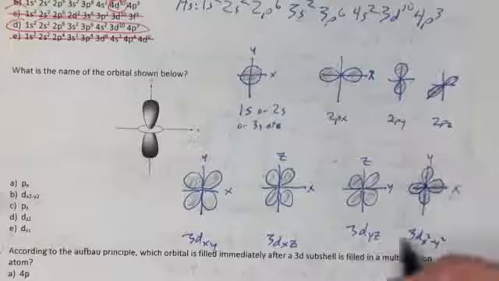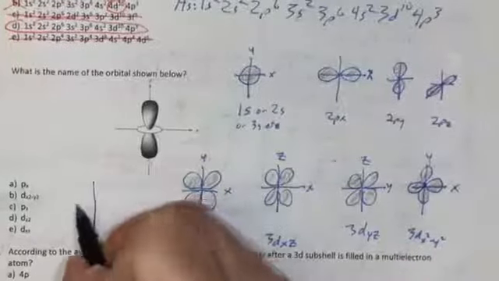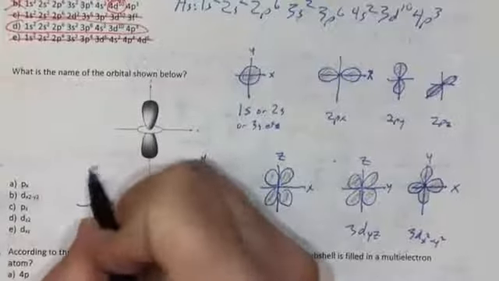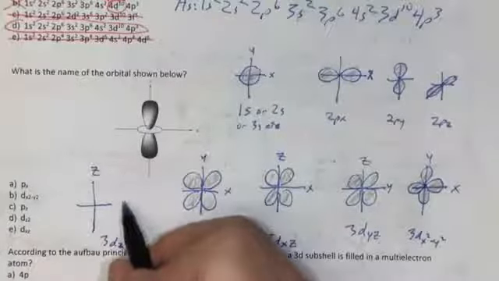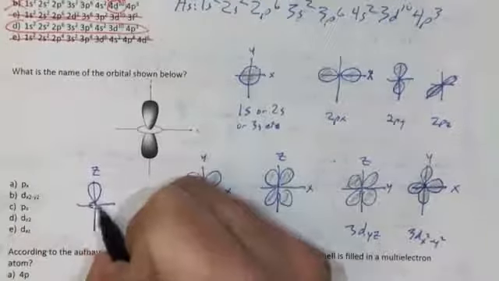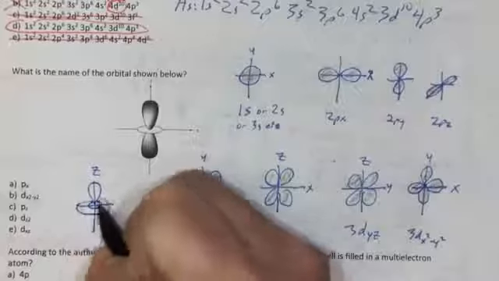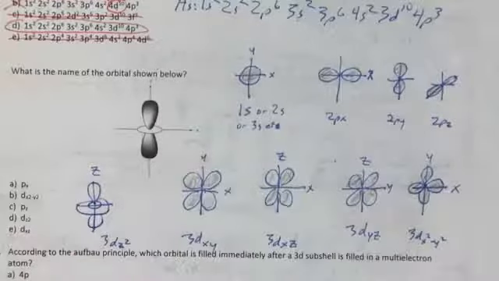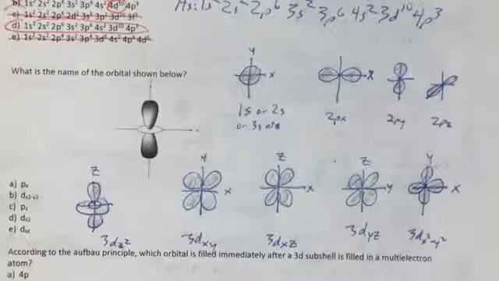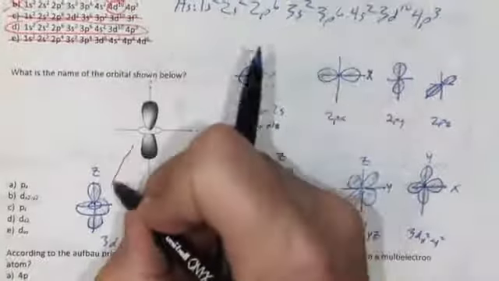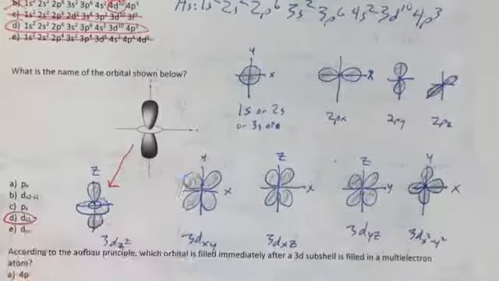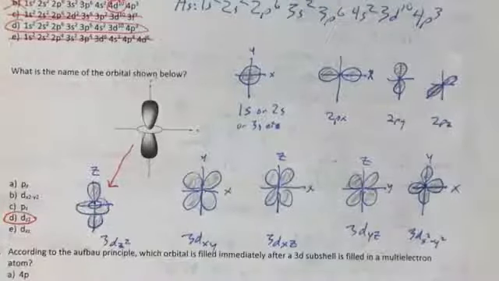And then the fifth one, and I ran out of space, I have to draw it over here, is the 3d z squared orbital. So if this is the z-axis, and it doesn't matter if this is x or y because it's symmetric about it, this looks like a p orbital with a donut around its belly. As it turns out, that's what this is. So this is a dz squared orbital. The correct answer to number 9 is choice D.